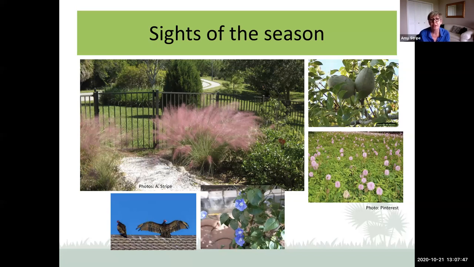The little blue flower here in the middle bottom is actually Jacquemontia pentanthos. That is another native. It's in the Morning Glory family. It blooms in the spring and the fall.